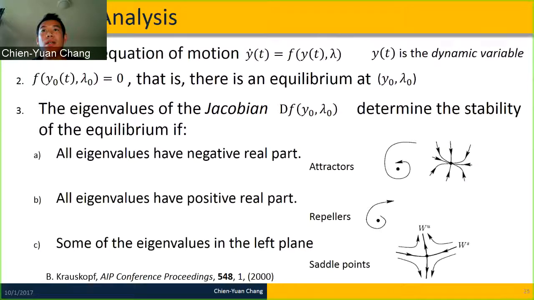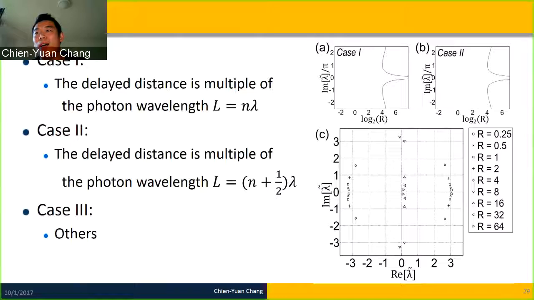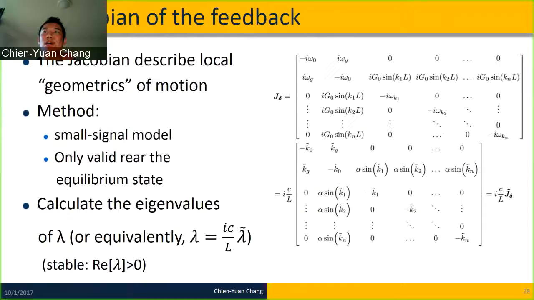So with that, we can plot all these eigenvalues. In case one, we have these conditions. They look very similar, but if you plot them in the same graph, they are different. This is the imaginary part of this Jacobian, of the J tilde. We care about this because the eigenvalues of J tilde times C over L times the imaginary unit will give the real eigenvalues of the J delta.